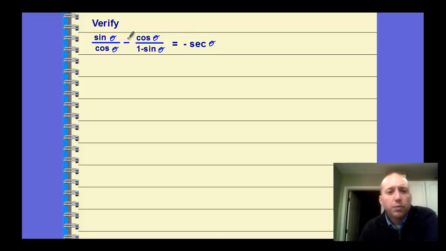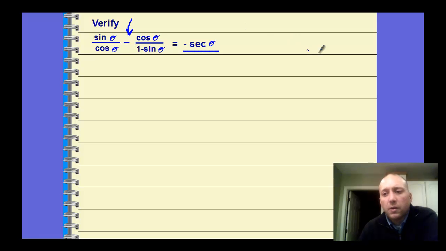Verifying. Now, most students prefer this, because now you know what you're trying to get. So I know this left side I'm trying to get to become negative secant. So now I know when I'm done. And so to do this, I always want to look at the algebra. I try to use the algebra first.